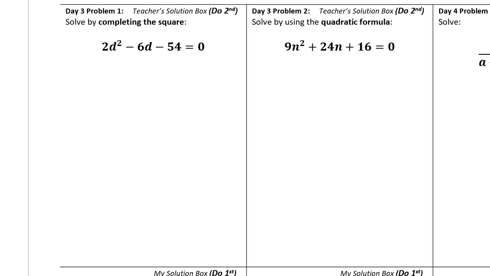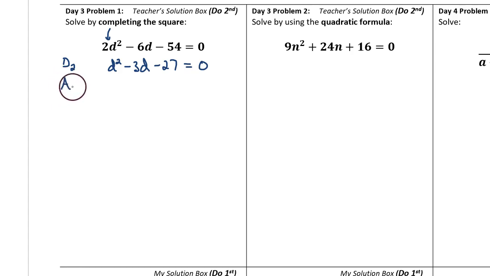Here's the solution for day 3, problem 1. Solve this using completing the square. For completing the square, it is a lot easier when the leading coefficient is 1. So let's divide all terms by 2. We get d squared minus 3d minus 27 is equal to 0.